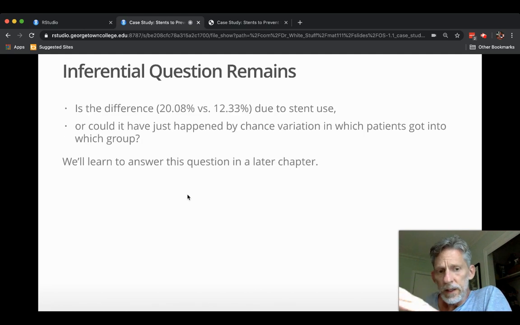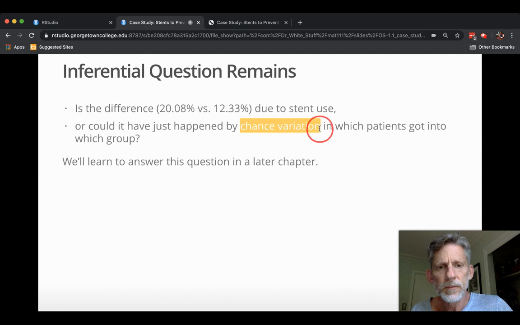Now, there is an important question that remains, though. This difference that we saw in the data, 20% versus 12%, is that really due to whether or not people had the stents? Or could that difference have arisen just by chance variation in which patients got into which group?